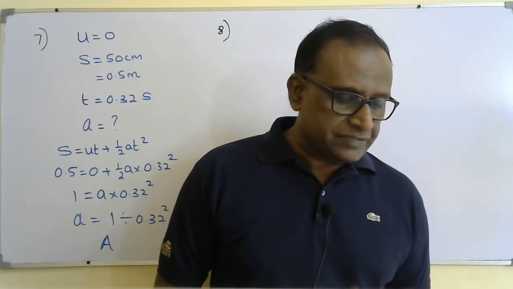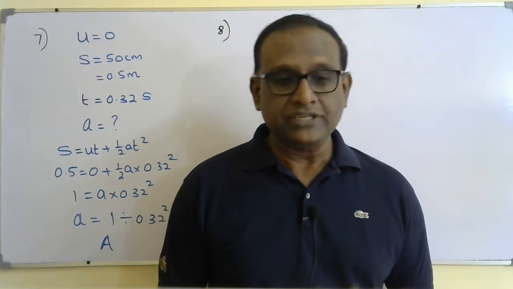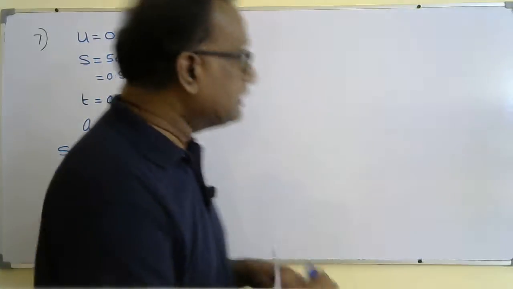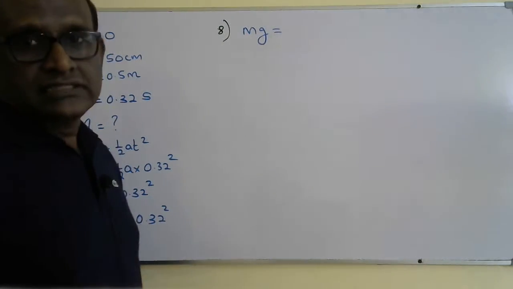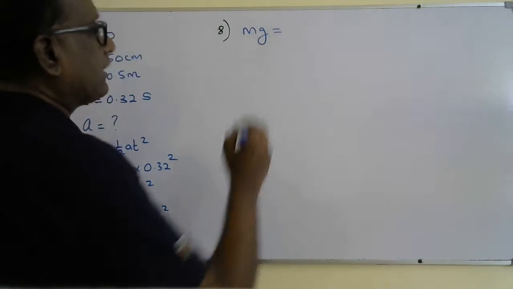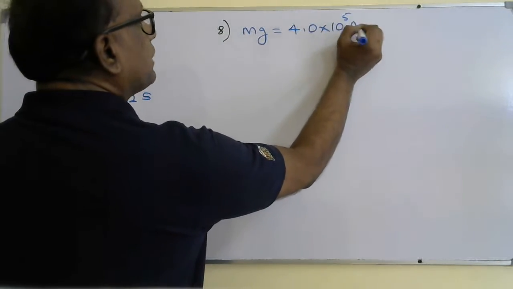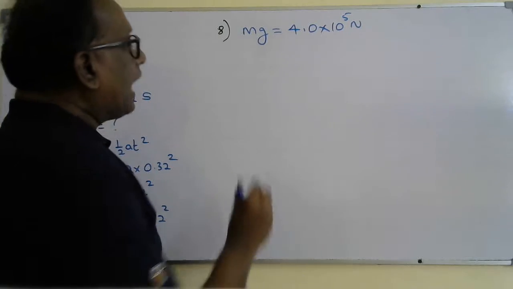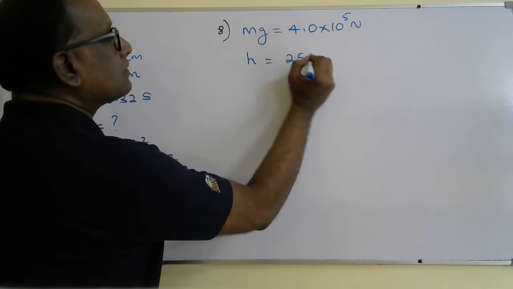A crane lifts a container of weight 4 into 10 to the power 5 Newton. So the weight is given, mg. Mass times g is the weight, that is 4.0 into 10 to the power 5 Newton, given. And the height through which it's moving is also given, 25 meters.